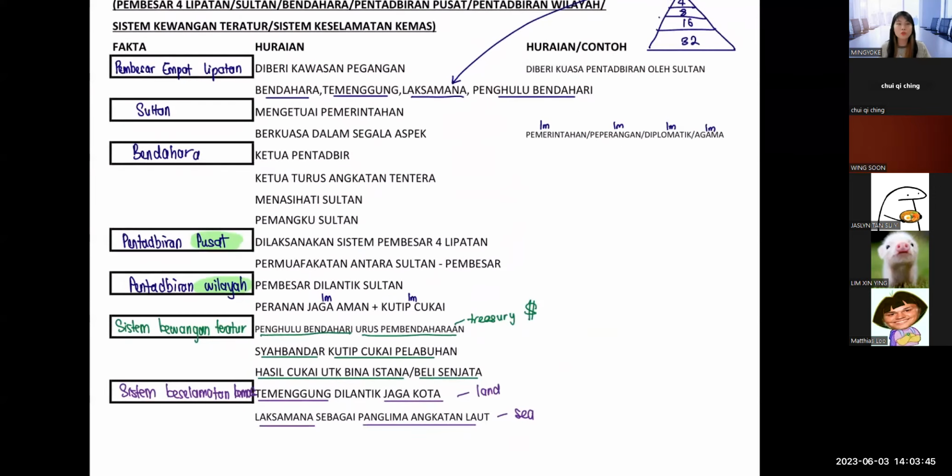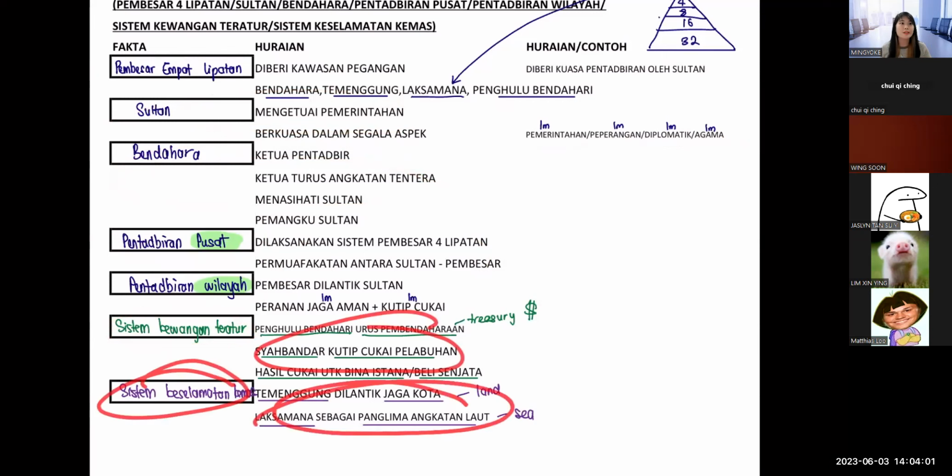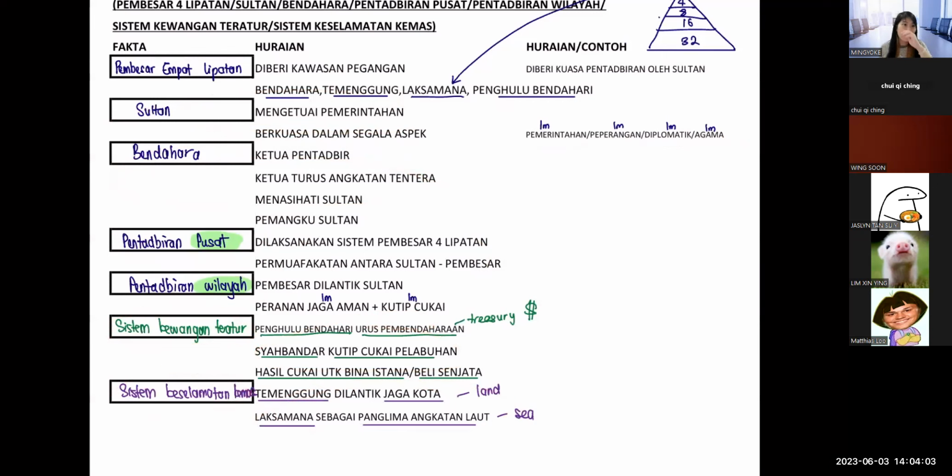So what you need to do is you practice memorizing all these key points. When they ask you pusat wilayah, you give this pusat wilayah. When they ask you Bendahara as what? Sultan as what? You give sultan. When they ask you about sistem kewangan teratur, you give this answer. When they ask you about sistem keselamatan kemas, you give this answer. Memorize it. Panglima is the general like this. Is the chief. The ketua like that.